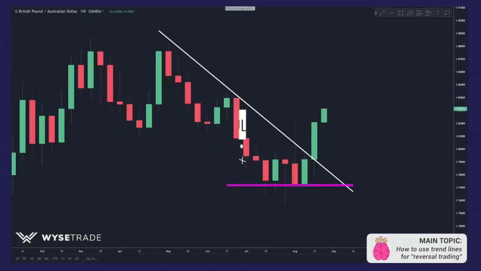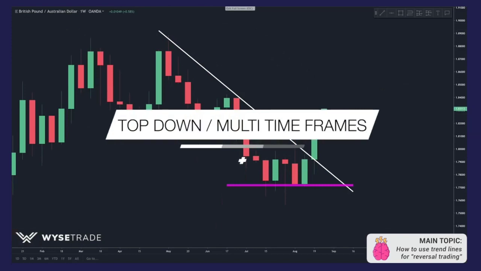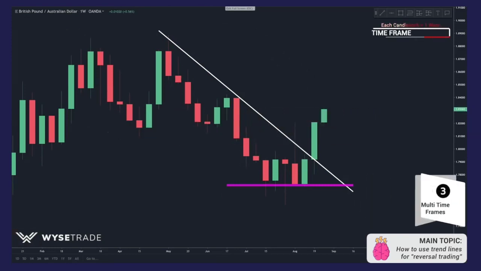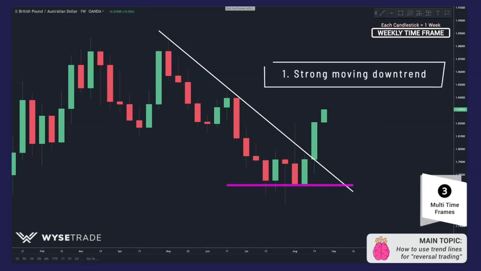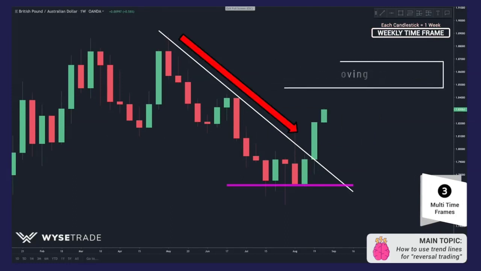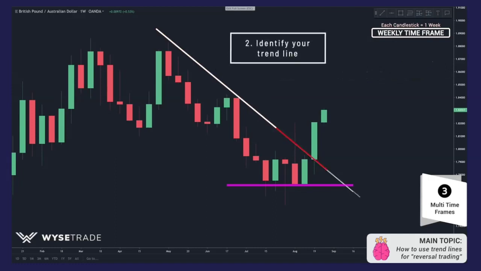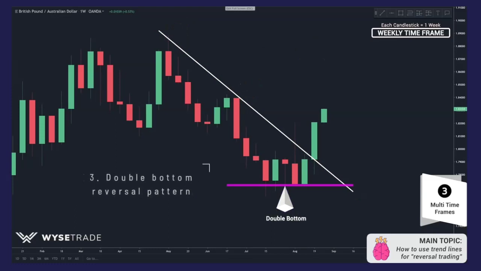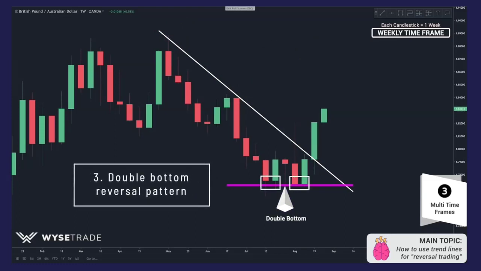So let's take this one step further and add in multi-timeframe analysis to this concept. So here on the weekly timeframe, what you would have first identified is that this was a moving downtrend. You then identified your trend line through these 2 points here. You would have then identified this double bottom through these 2 points here.